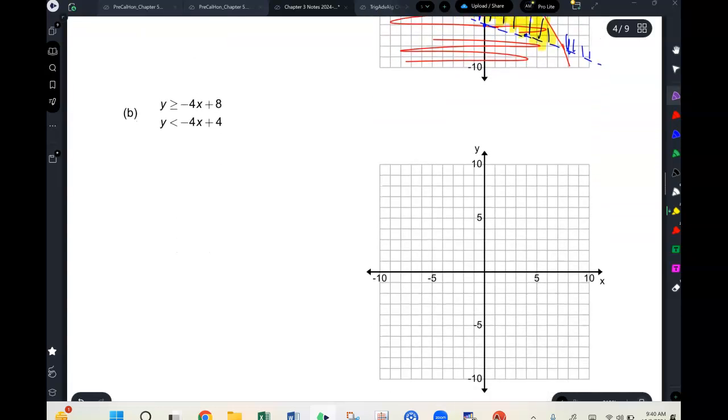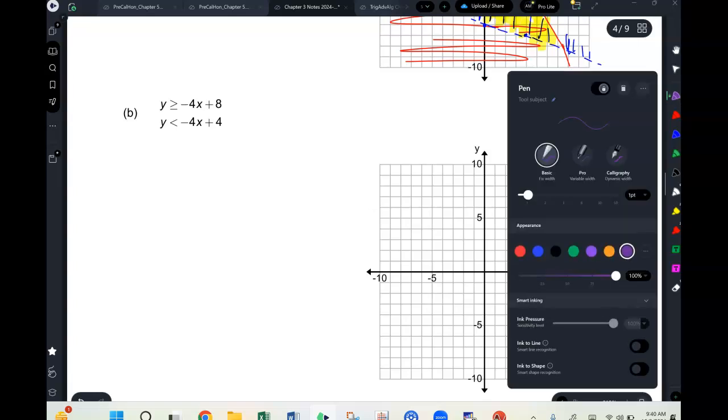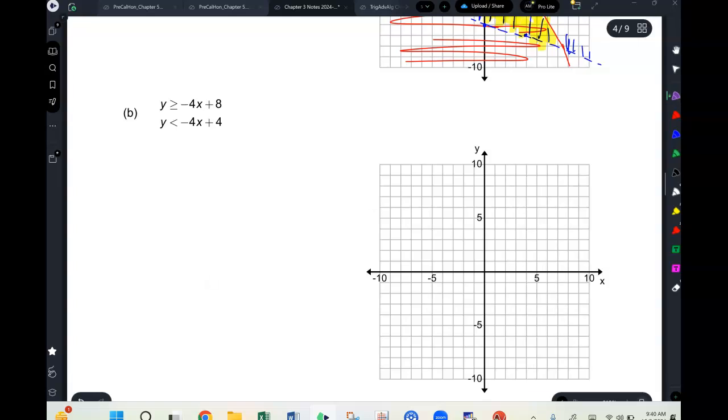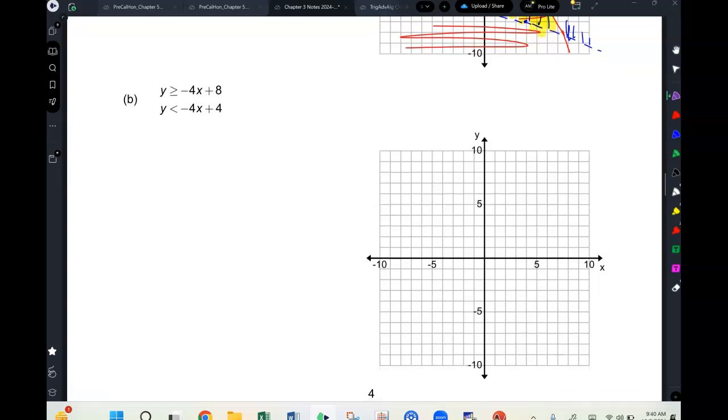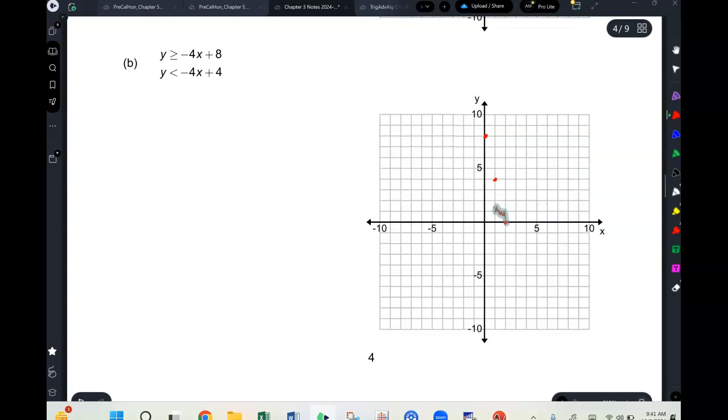Okay, so now let's do this one. y is greater than or equal to negative 4x plus 8. So 8, go down 4 over 1. Okay, 2, 3, 4 over 1. All right, so this is going to be solid. Now, don't shade this one yet.